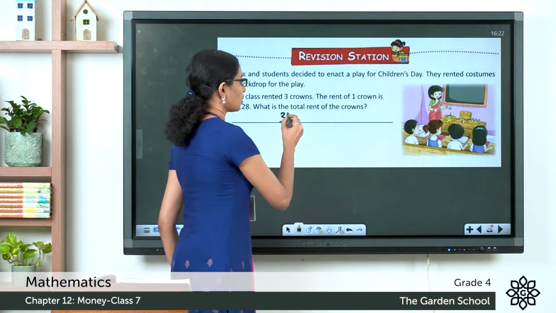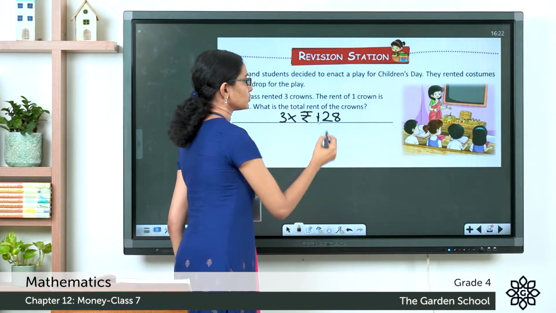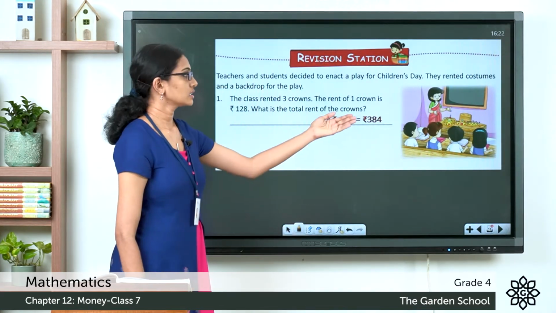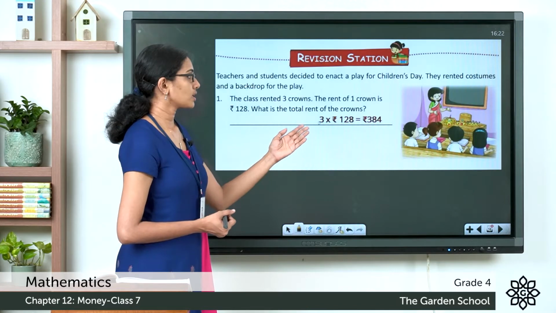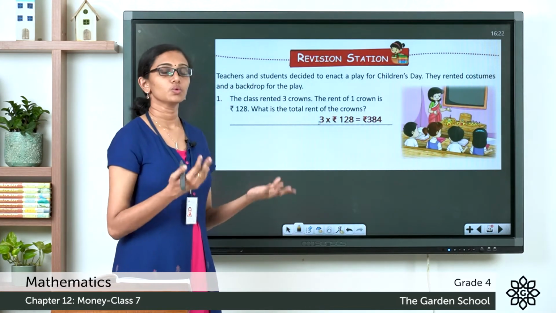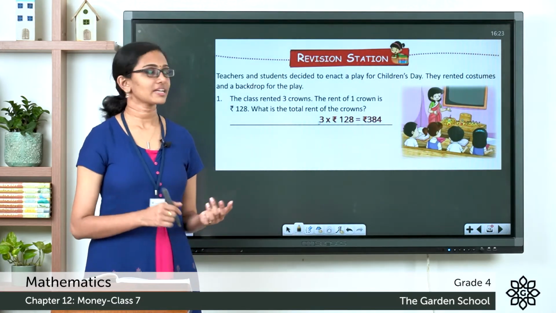into 128 rupee. So, it is equal to a total amount of 384 rupee. You can do the multiplication yourself. 128 into 3 gives you a total of 384, which is the total rent for 3 crowns. Let's do the next one.